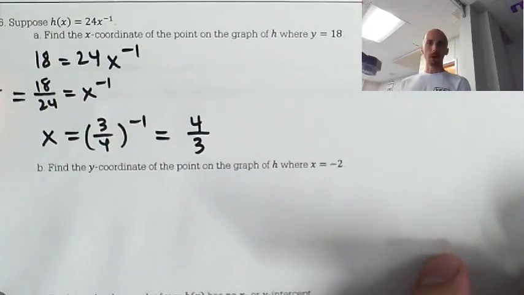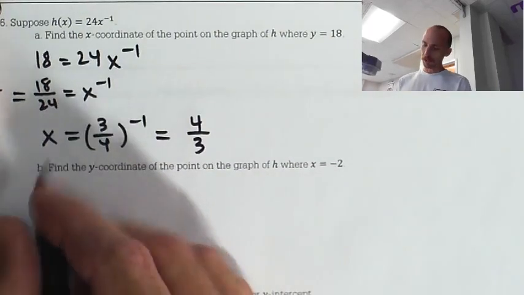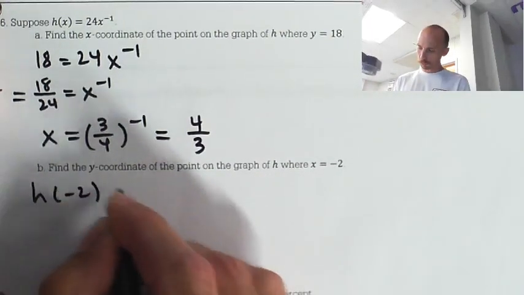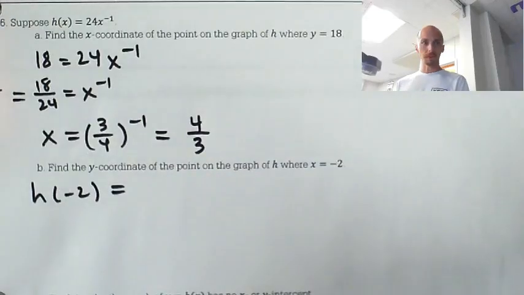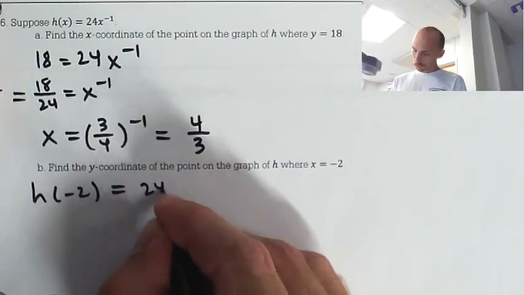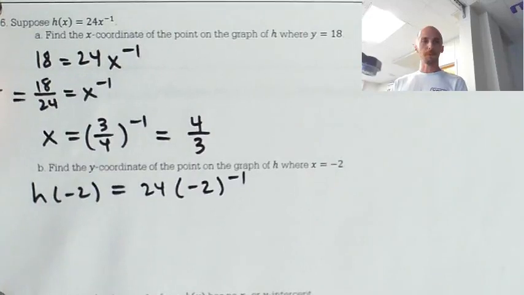Find the y-coordinate of the point on the graph of h where x is equal to negative 2, gladly. Okay, so that would be h of negative 2. And wherever I see x in the formula, I'm replacing it with negative 2. So 24 times negative 2 to the negative first power.